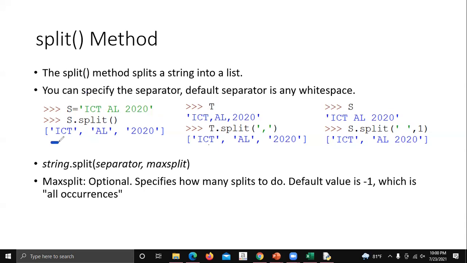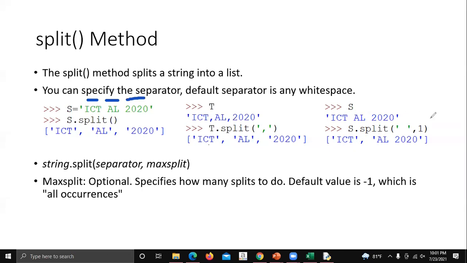ICT is one component, ALL is another component, 2020 is another component. Here I am having just nothing, so it's separated by spacing. But if I have a comma like this, then you can say separate by comma. Then it is separated by comma like this. And you can also set how many splits you want. Now, in this case, this is divided into 3 words. This is 1, this is 2, this is 3.